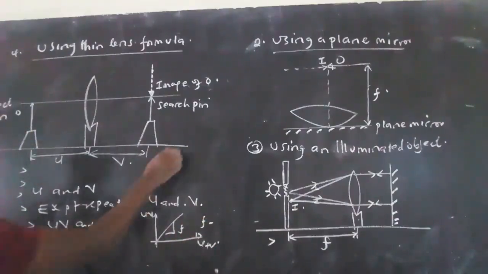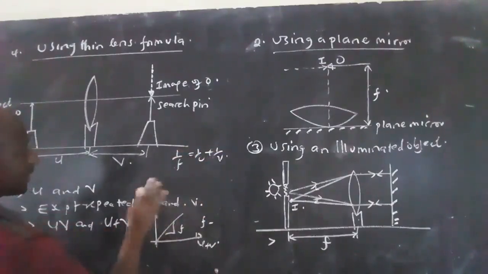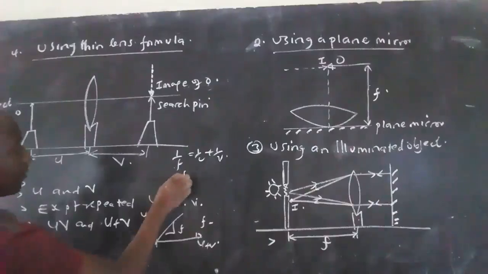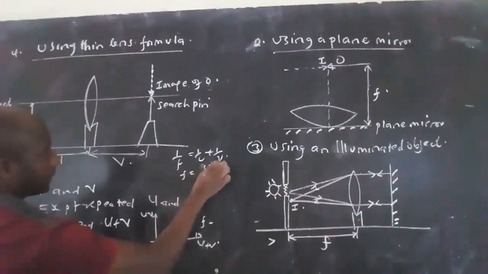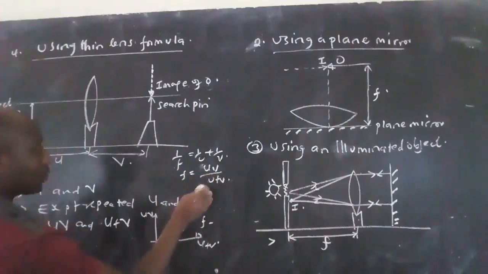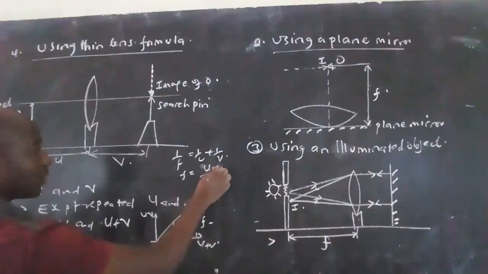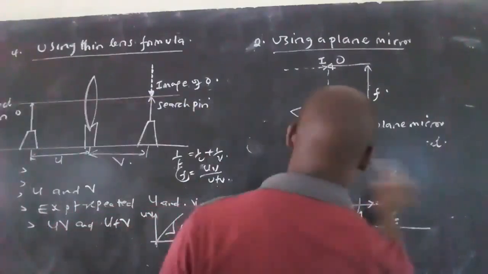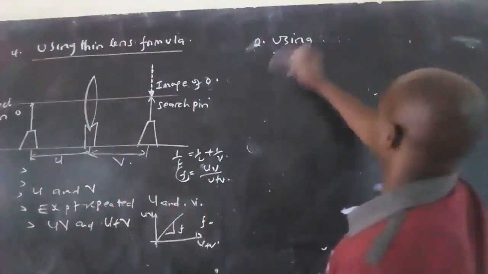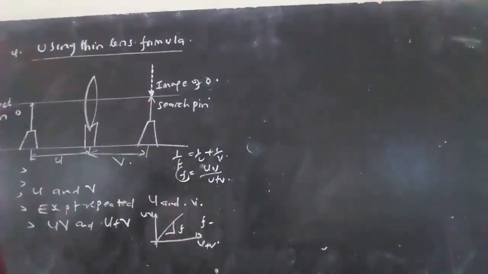So of course you know that 1 over f equals 1 over u plus 1 over v. So here you can see that our f will become the product uv over the sum u plus v. So when you plot a graph of uv against u plus v, the change in vertical axis over the change in horizontal axis gives you the slope.